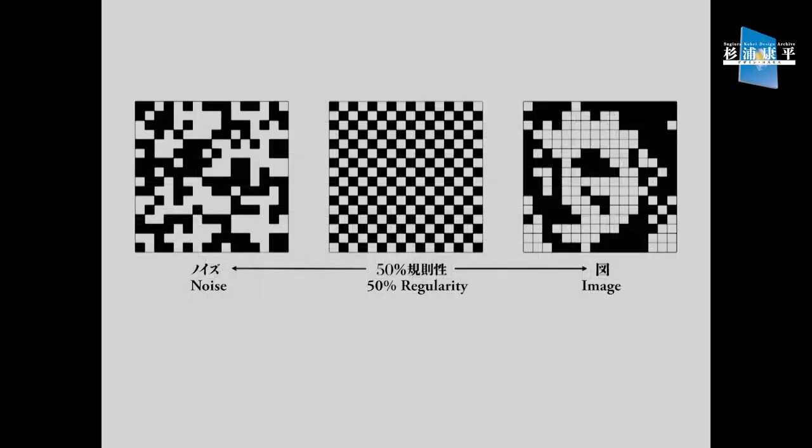If we look at it this way, it sways from the regular 50% concentration to the noise on the left side, and sways towards the image on the right side. It means that these two operations are possible.